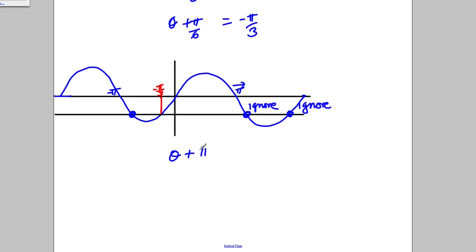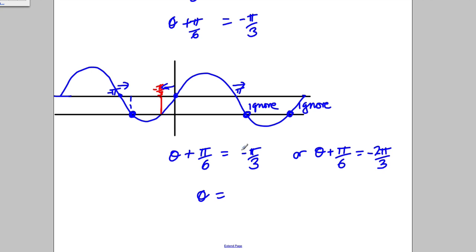So theta plus pi by 6 is going to be two things. It's negative pi by 3, or theta plus pi by 6 is going to equal, well, this here, that's pi by 3 from this 0 here, so this would be pi by 3 forward from negative pi, which is going to be negative 2 pi by 3. So therefore our theta is going to be this, take away pi by 6, or theta is going to be this, take away pi by 6.